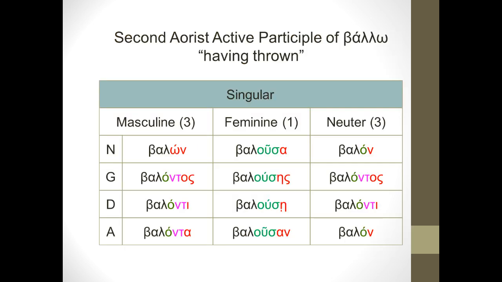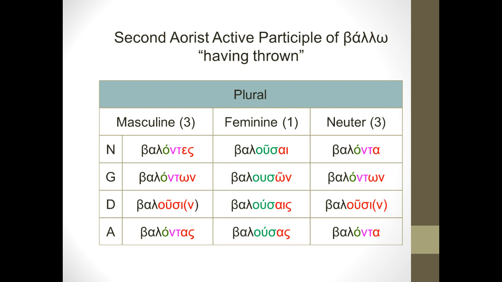And so here is the example that we have, using Baal again. Let's start across with the nominative and we will read them. Balon, Balousa, Balon, in the genitive Balontos, Balouses, Balontos, in the dative Balonti, Balouse, Balonti, in the accusative Balonta, Balousan, and Balon. All right, and again, notice the "having thrown," because that's what we're going to be saying when we put it in the predicate position.